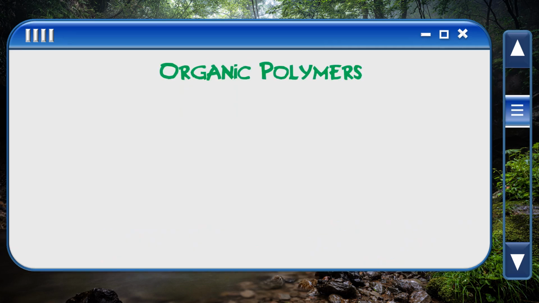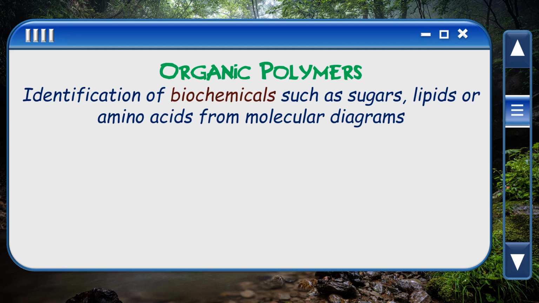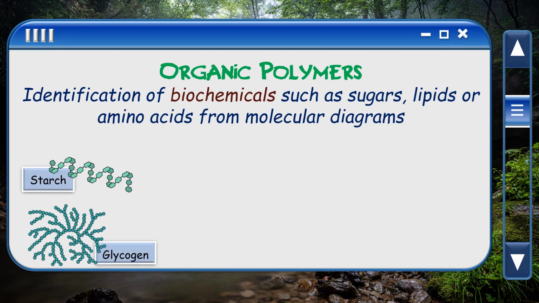Organic polymers. For example, we have the polysaccharides. Examples of polysaccharides, we have starch, and then we have glycogen. Those are polysaccharides, and they are polymers.